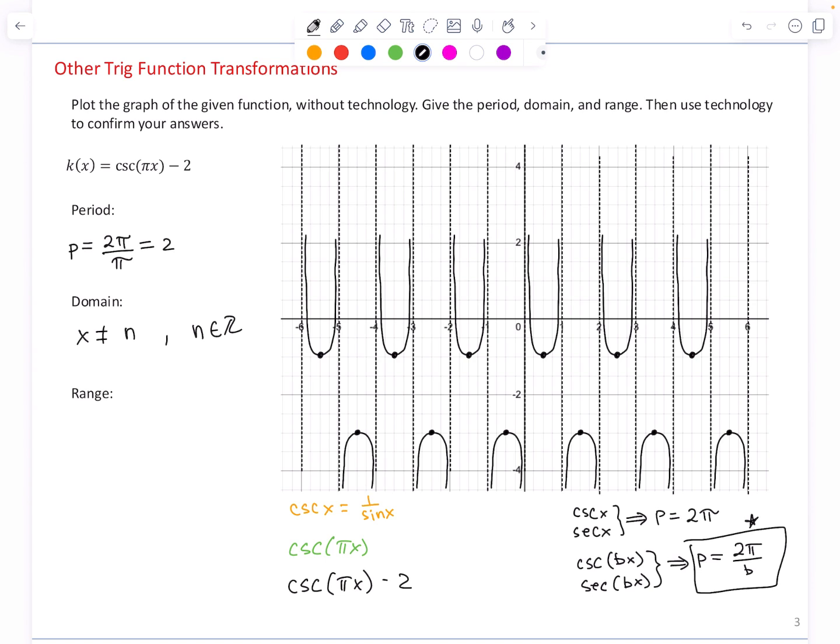Now the range, let's focus on one period. The lower branch goes from negative infinity to a maximum height of negative 3. That negative 3 should be included. And then we do a union, and now let's look at the upper branch. It begins at a minimum height of negative 1, including negative 1, and goes up to infinity. Parentheses on the infinities. Okay, let's confirm this with technology.